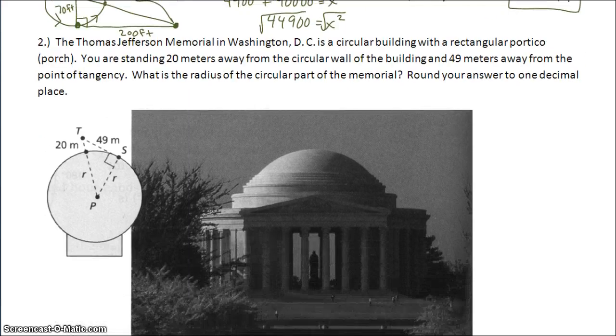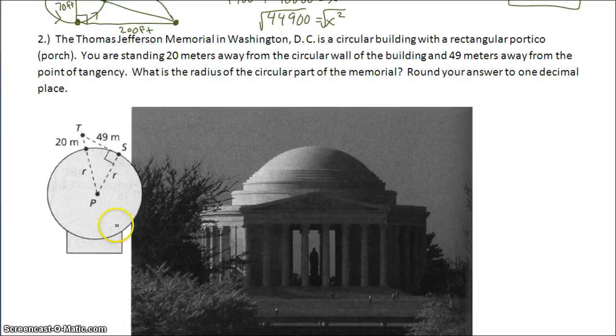In problem number 2, we have the Jefferson Memorial. We have a circle, and you're standing 20 meters away from that circle. The line tangent is 49 meters away from the circle, and we need to find the radius. In order to find the radius, again, we have a right triangle, so we're going to use the Pythagorean theorem. We're going to have 49 squared plus r squared equals the hypotenuse squared. Well, in this case, our hypotenuse is made up of this piece and this piece. To find out that entire length, we're going to add those two pieces together, so we have r plus 20 squared.